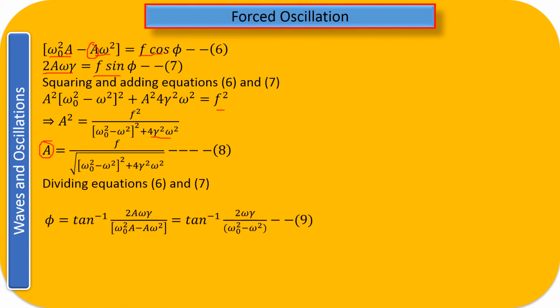Naturally, this amplitude will have a certain phase also. So what you can do is divide equations 6 and 7. After dividing, you get tan inverse of 2aωγ upon ω₀²a − aω². So this is the value of the phase that you are getting between your amplitude. How this phase is coming, we will look into in detail maybe in the next class. So this is your solution of the differential equation.